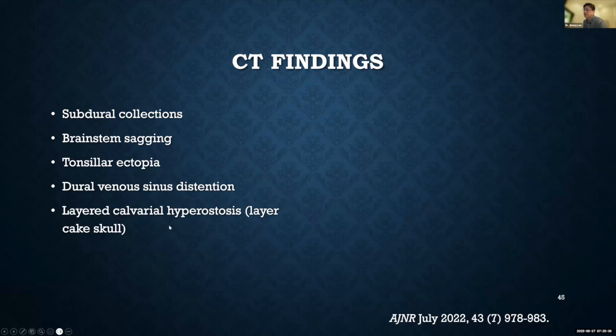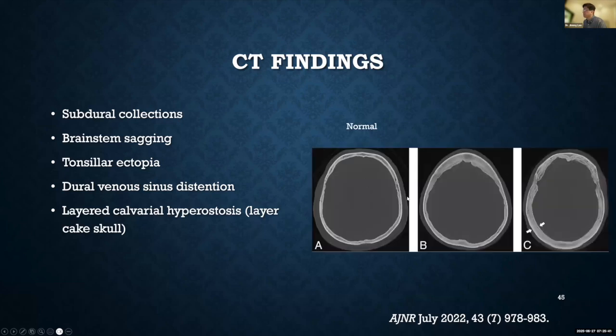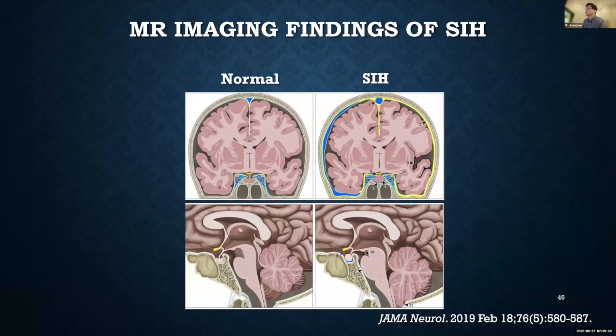And there's this thing called layered calvarial hyperostosis, or layer cake skull. So in a normal skull, versus a diffuse calvarial hyperostosis, which you see quite often, the layered calvarial hyperostosis shows different layers here. And that's been shown in an AJNR article to be maybe associated with intracranial hypotension. Here are some schematics about the differences between the normal and SIH. Normal on the left side, and there are a lot of findings on the right. I'll go through them one by one. And this is from a JAMA article.